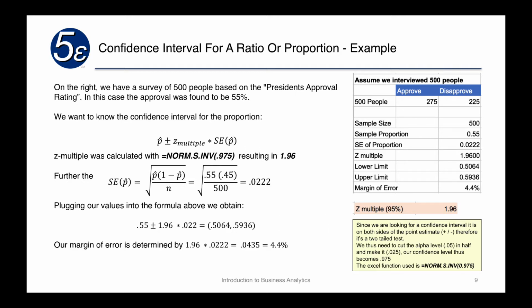So that's a key thing, because the margin of error is determined by the part of the equation after the plus or minus. It is 1.96 times 0.022. So in this case, the answer for that is 0.0435, which we round to 4.4%. So we can say that our margin of error is 4.4%.